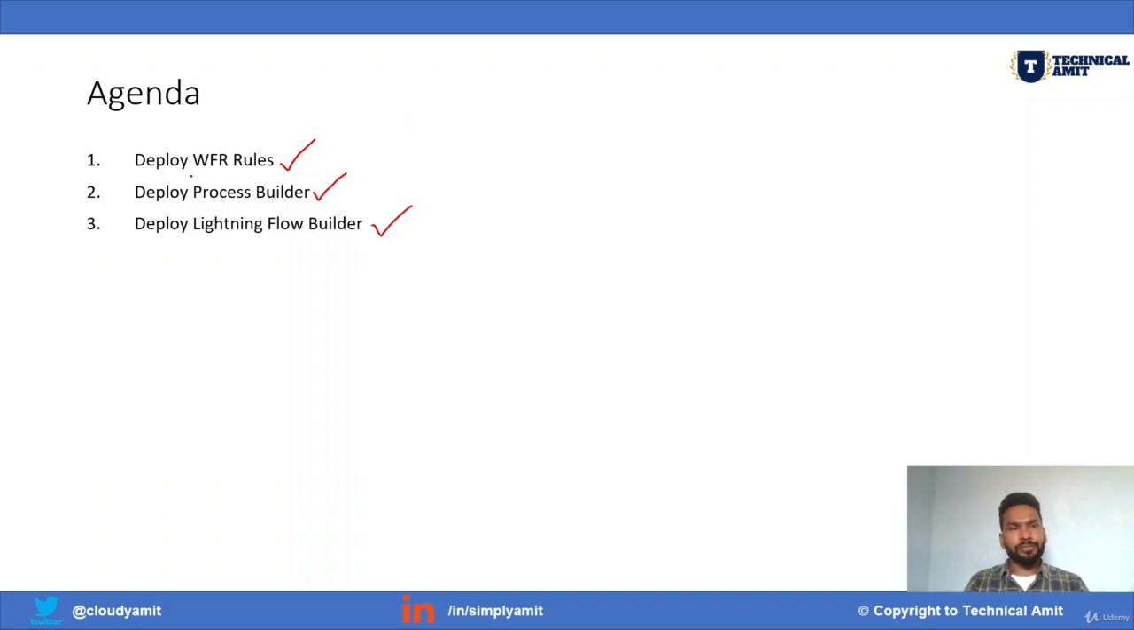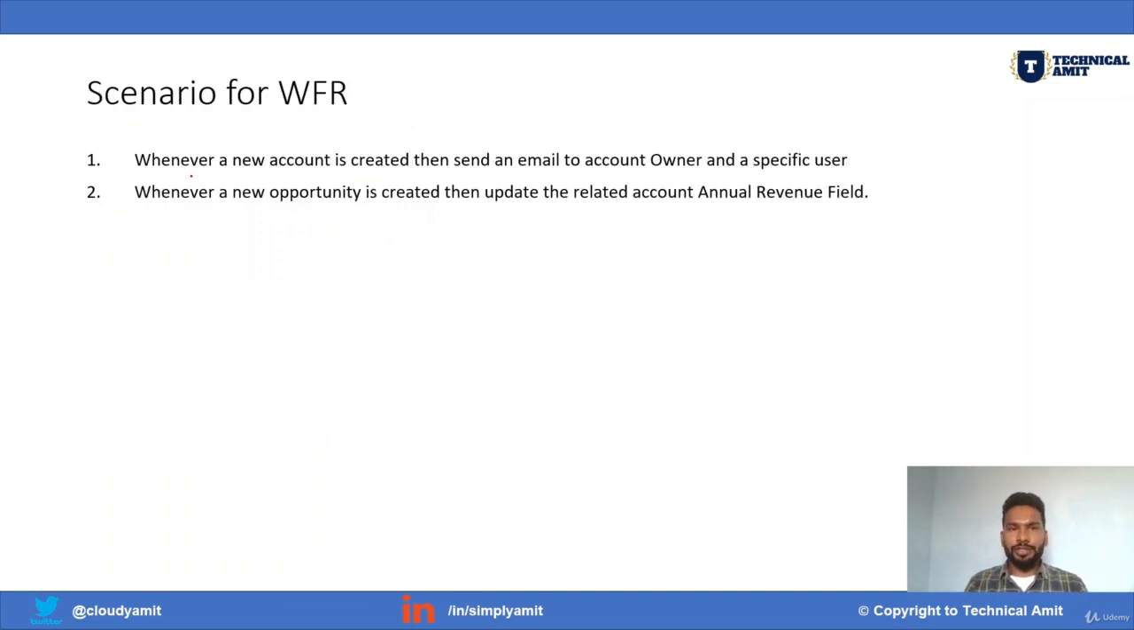Before we go ahead, we have some scenarios for workflow rules. There are two scenarios which I have already implemented, one scenario for our process builder, and a very simple flow builder which I'm going to show you. For the first workflow rule scenario, whenever an account is created in the system, you need to send an email to the account owner.